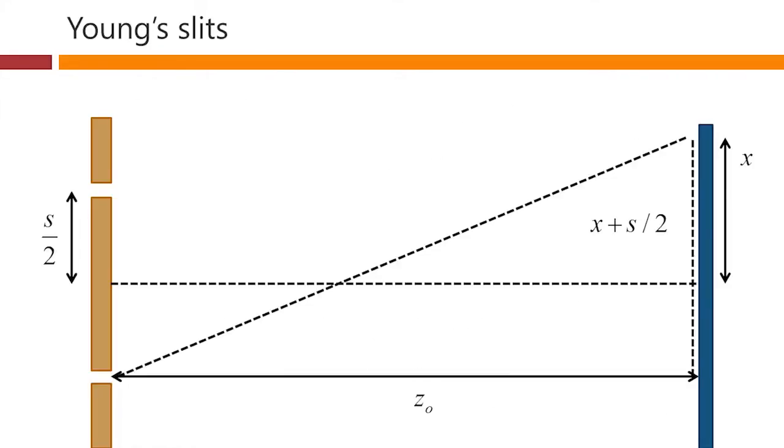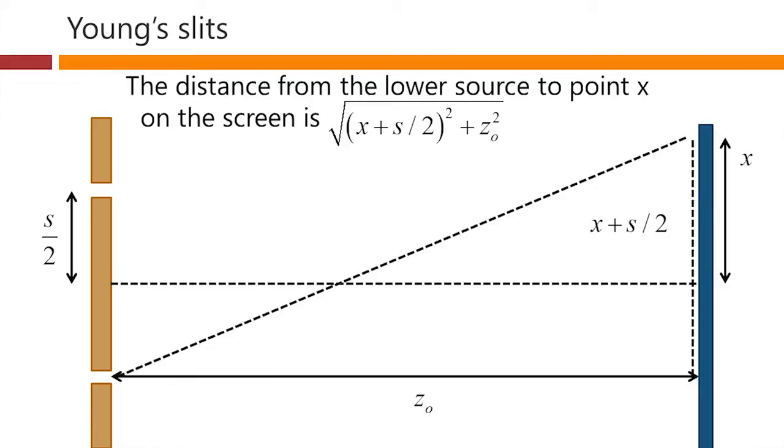Similarly, we can look at the distance from the lower slit to this same point, x. Obviously this vertical height here is now x plus s over 2. The horizontal distance is still z0. So the distance from the lower source to the point x on the screen is the square root of this distance squared plus this distance squared. That's our square root here.